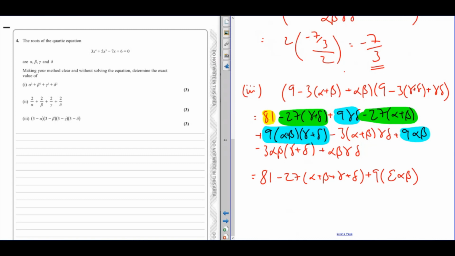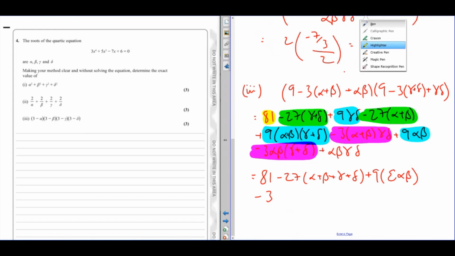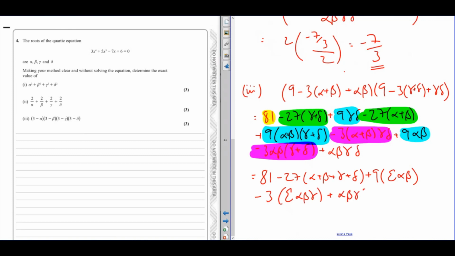You've then got minus 3 times your product triples from here and here. Again, if you were to expand those out, you'll get alpha gamma delta, beta gamma delta, alpha beta gamma, alpha beta delta. So that's all your product triples. It's minus 3 times the sum of your product triples. And then you've got plus the product of your roots.